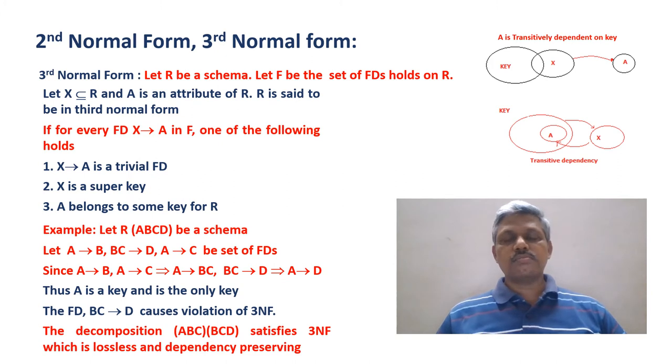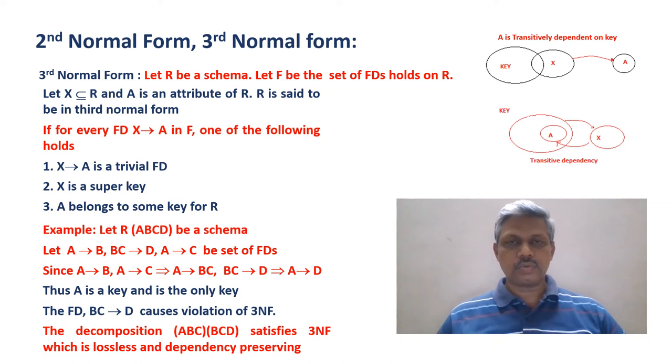And again, how do we decompose the schema so that it is in third normal form? Just a simple observation here. If I decompose it into two parts, ABC and BCD, it satisfies third normal form, because for ABC, A is the key, and for BCD, BC is the key. So this satisfies the second condition of third normal form, and it is lossless because the common intersection is BC, and BC is determining D. It is dependency preserving as well. A then B holds, A then C holds, and BC then D holds on the second schema. So it is lossless and dependency preserving.